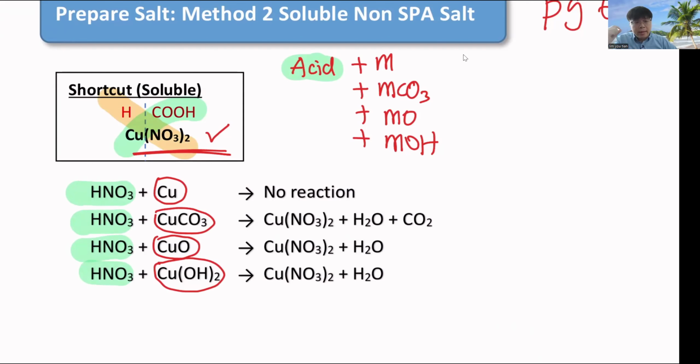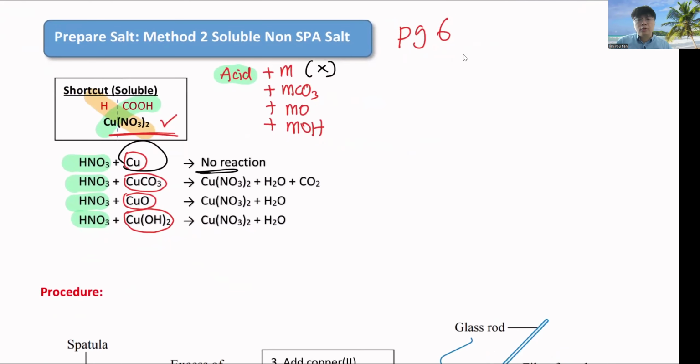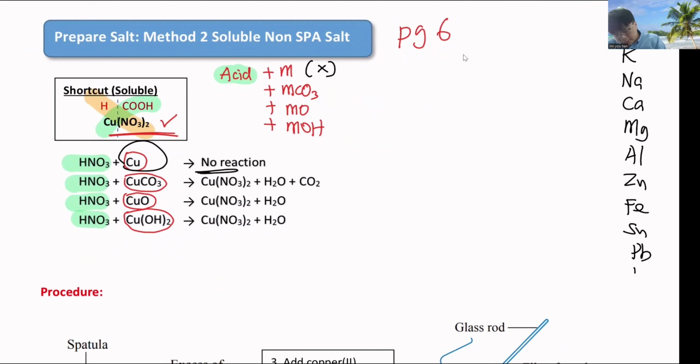Then, in exam time, try not to choose metal like this, because this metal is insoluble. I mean, it doesn't have any reaction. Okay, try not to use this. The reason is you have quite a high chance of falling into this trap. Try not to use the metal method because of the reactivity series, the electrochemical series.